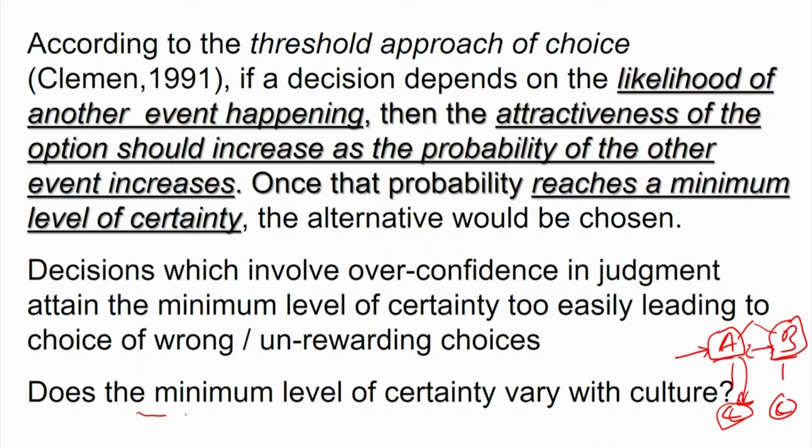Now, a basic question which comes with it is: is there a minimum level of certainty which varies with culture? Is it true that certain cultures are more overconfident than certain other cultures? There was a study done by Yates, Lee and Shinotsuka in 1996, where the Asian culture and the Western culture were compared.